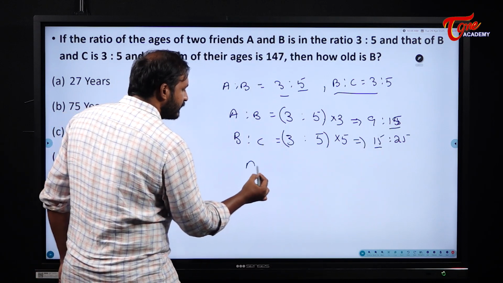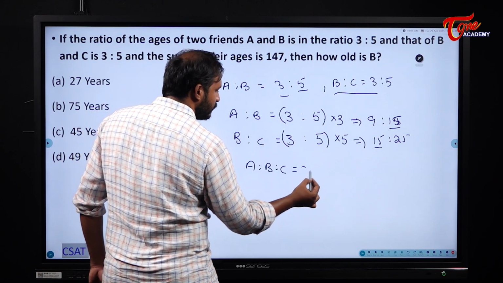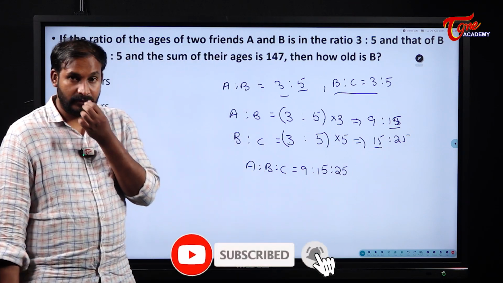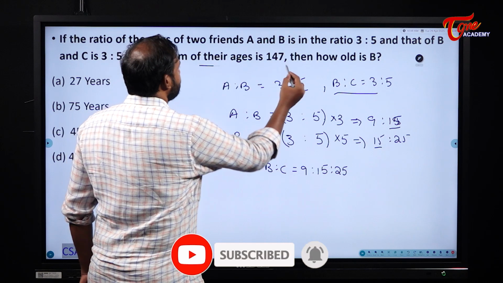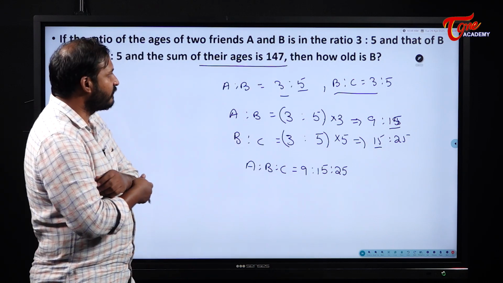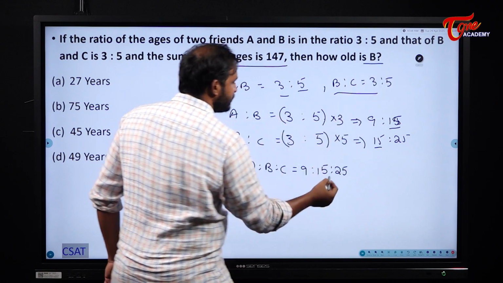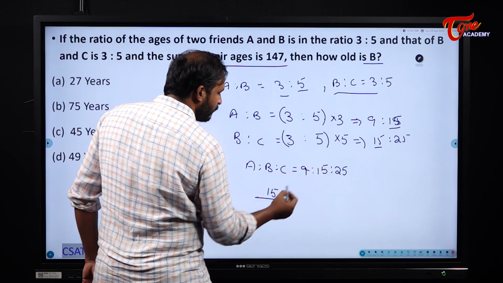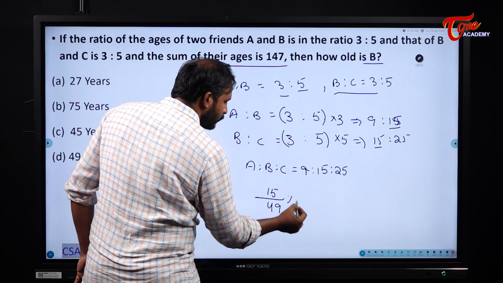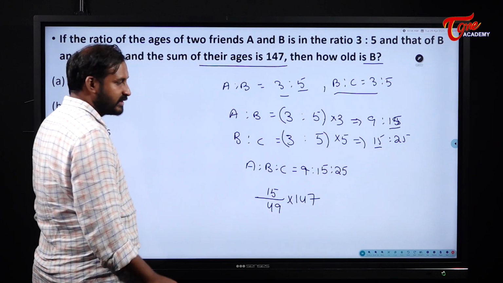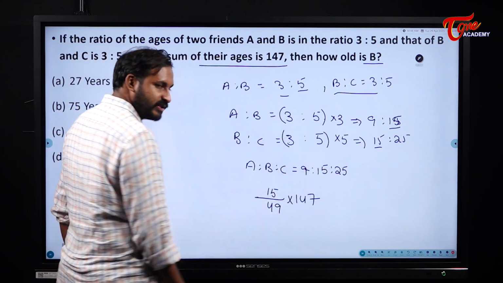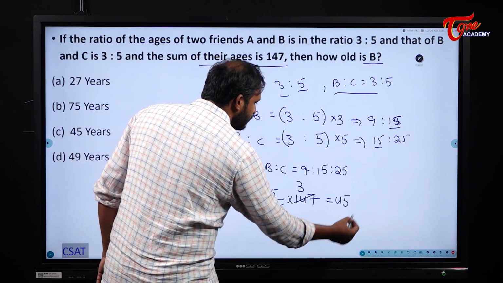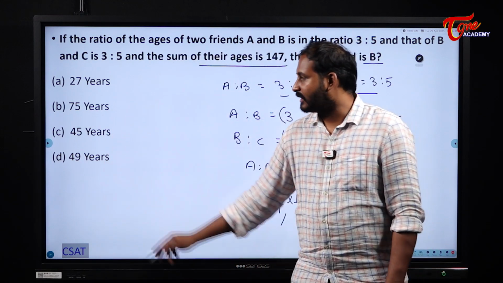So now directly I can write A is to B is to C equal to 9:15:25. Now the sum of the ages is how much? 147. That means total is 147. Then they are asking us B's age. B's age is how many parts? 15 parts. Out of total, 9 plus 15 is 24, 24 plus 25 is 49. Total number of parts corresponds to 147. So 49 ones is 147, 49 threes. Then B's age will become 45 years. B's age is here 45 years.